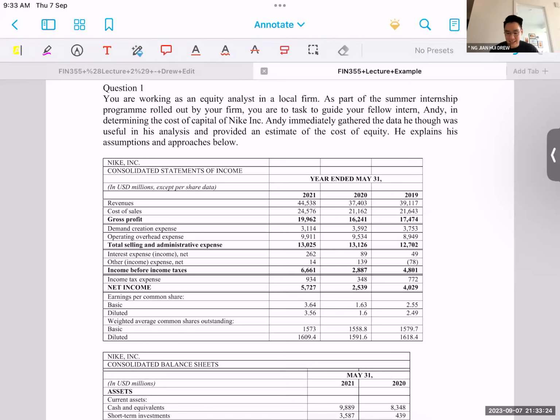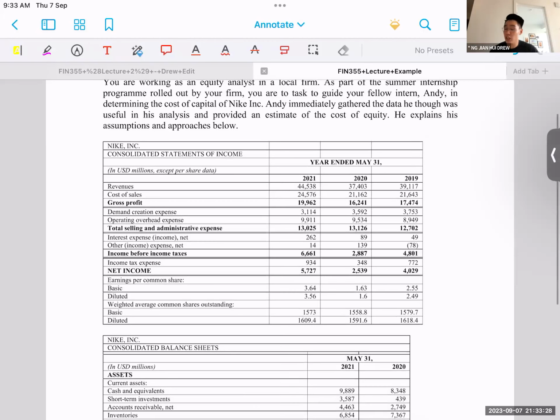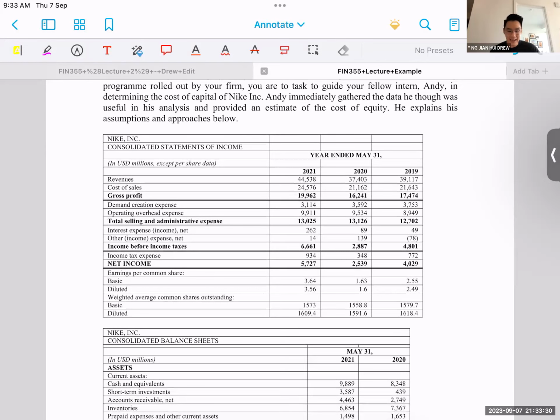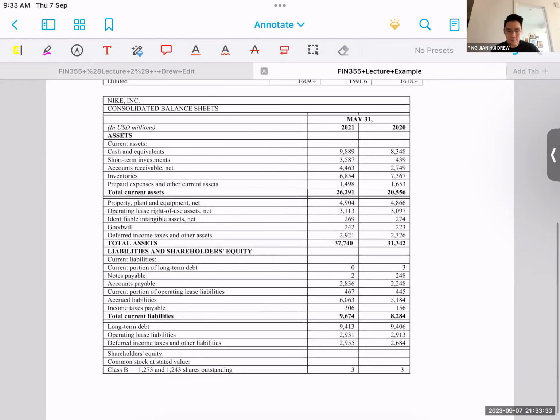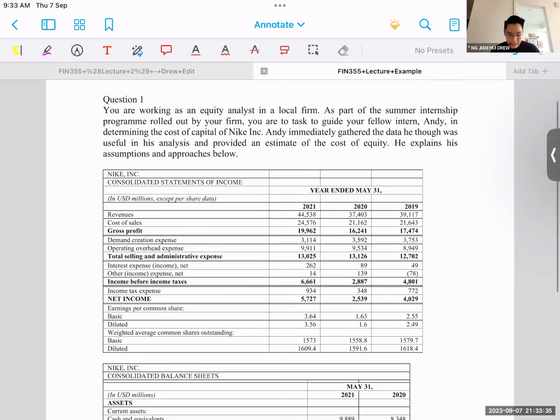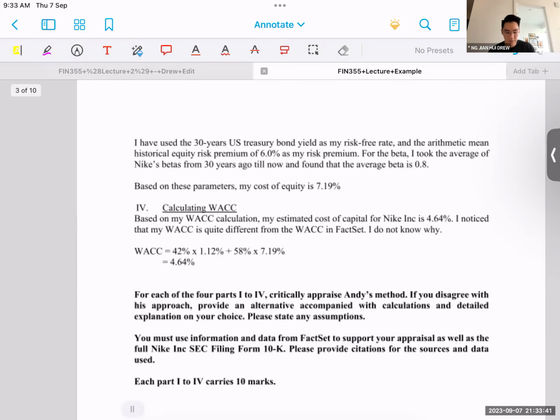Andy is very excited. He immediately gets the data. He thought it's useful for analysis. He explains his assumption and approach. So it's very good. This Andy explained a lot of things, but remember, Andy is just an intern, so he might not be using the correct numbers. Now let's quickly look at the question first.